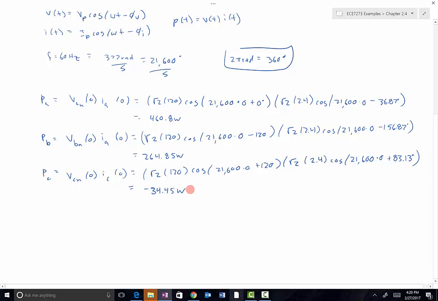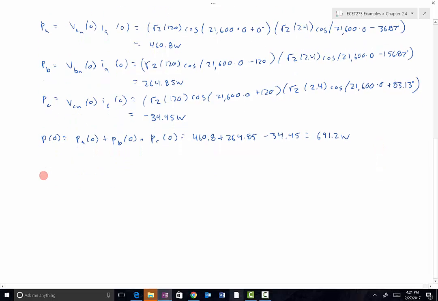So at this time 0, each of the three phases is delivering a different amount of power. The total power at time 0 of the 3-phase system is going to be PA of time 0 plus PB of time 0 plus PC of time 0. So that's equal to 460.8 plus 264.85 minus 34.45. And that's going to give us an instantaneous power of 691.2 watts. So that's how we calculated it at time t equals 0.